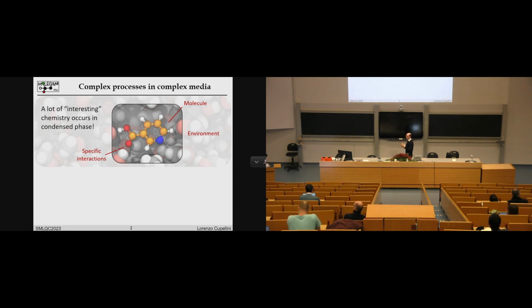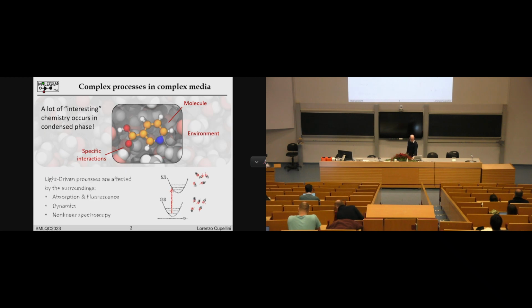You can have a lot of different interactions between the molecule and the environment. In particular, you have an interaction with the bulk, and you also can have specific interaction that depends on the nature of the atoms in the molecule and in your environment. In particular, when we are talking about excited states and excited state processes, these are really affected by the surroundings, by the environment of the system. So, for example, processes like absorption and fluorescence, excited state dynamics, and all spectroscopies depend on the environment where we put the molecule.